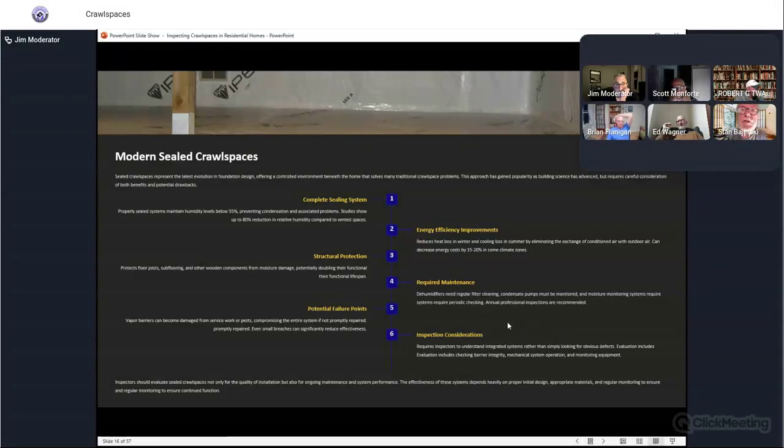And number 6, inspection considerations. Require inspectors to understand integrated systems rather than simply looking for obvious defects. Evaluation includes checking barrier integrity, mechanical system operation, and moisture equipment. So there's something here that's not mentioned.